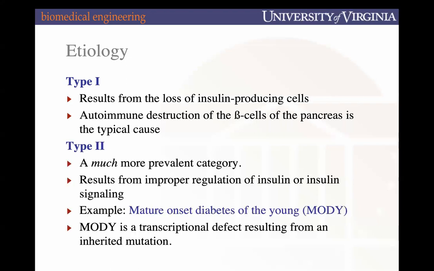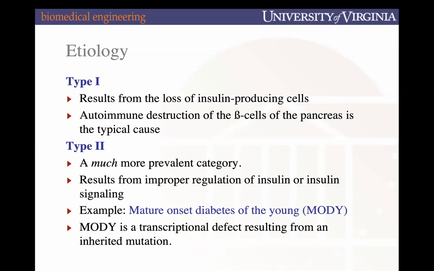Another form of diabetes is type 2, which historically was just called mature onset diabetes. This is a much more prevalent category than type 1. This is the variation of diabetes that's typically associated with poor diet, lack of exercise, and obesity. And so one of the reasons why perhaps African and Asian communities do not have as high rates of diabetes is that they have very different diets as well as very different lifestyles.